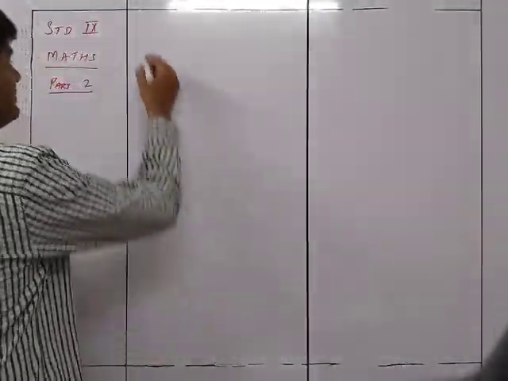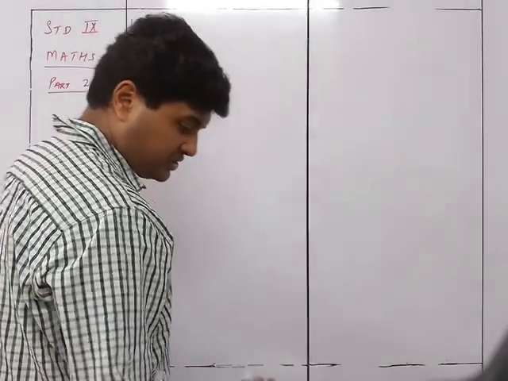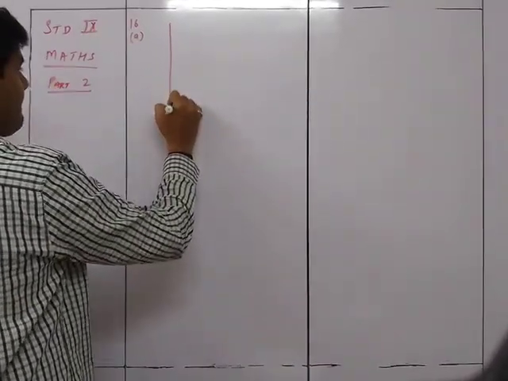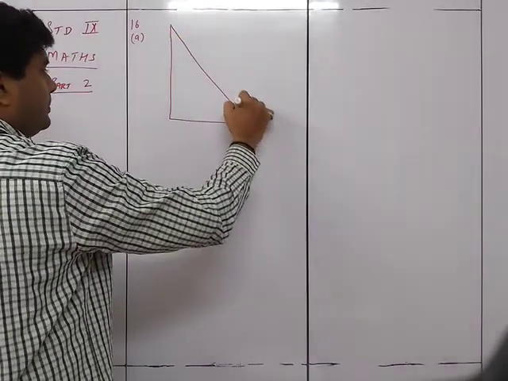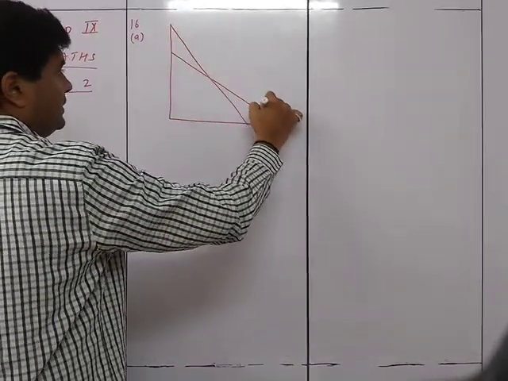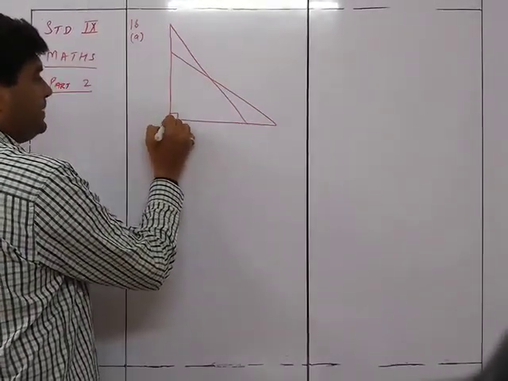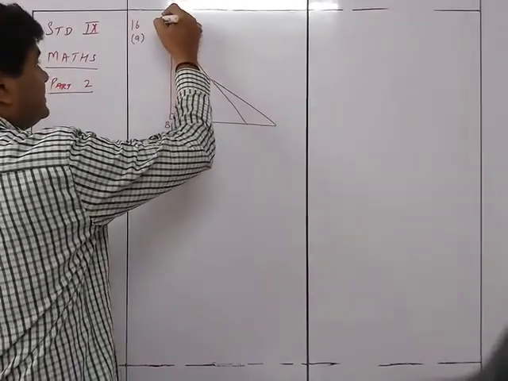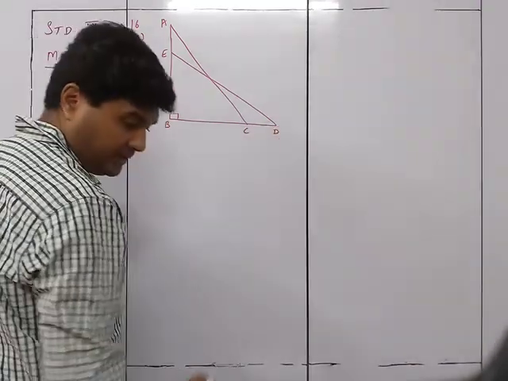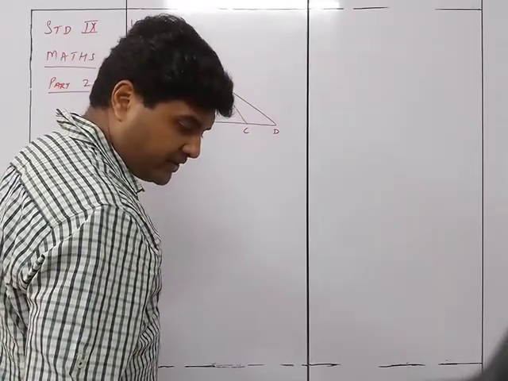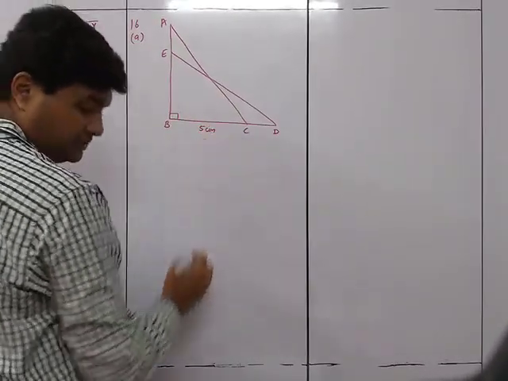Okay, now sum number 16A. Let's draw the figure first. You got two triangles, one like this and another like this. These are the two right angle triangles having this angle B common in both the triangles. So this is A, E, B, this is C and this is D. Let's see what is given to us. BC is given to you as 5 centimeters.